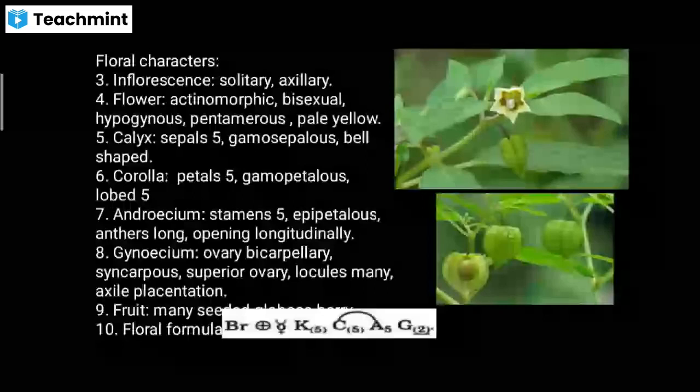Then after calyx, there is the C. C means corolla, which is also 5 in number and they are gamopetalous. That's why 5 in bracket. Then A is mentioned. Androecium, in which also there are 5 stamens. So here 5 stamens. Then there is a connection between corolla and androecium.